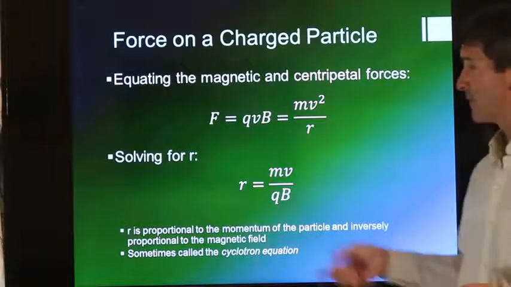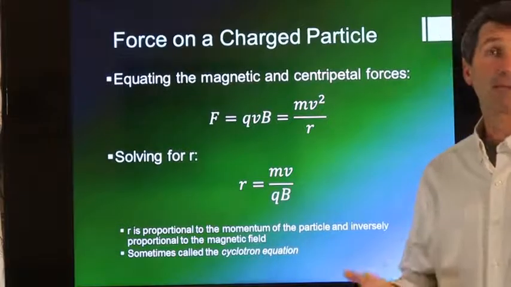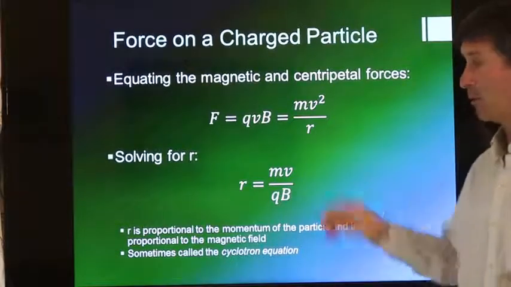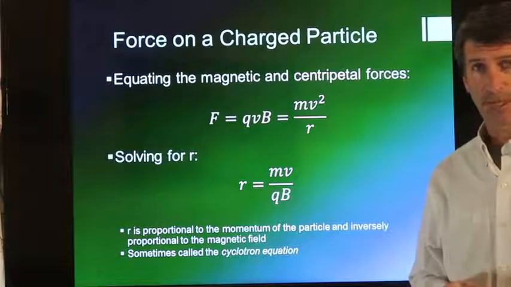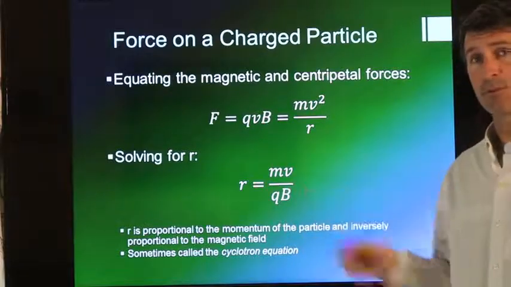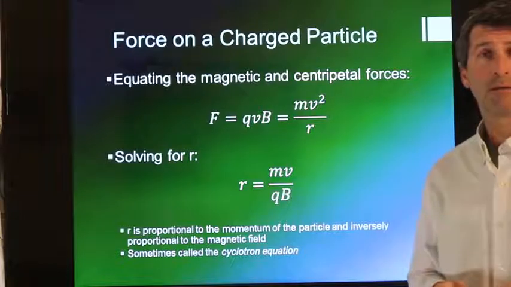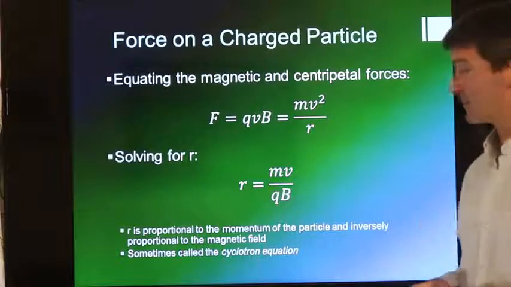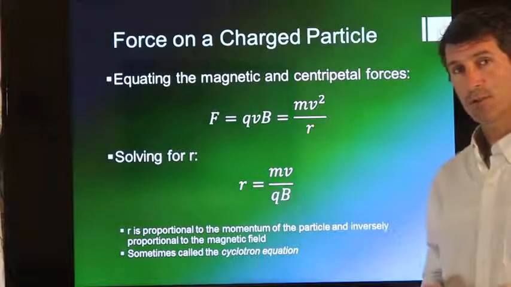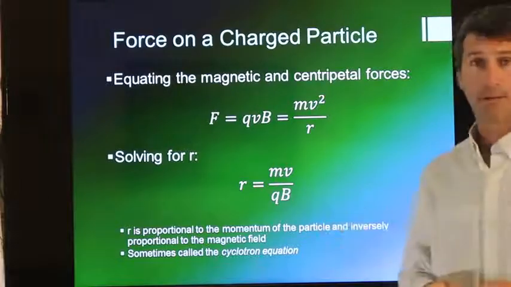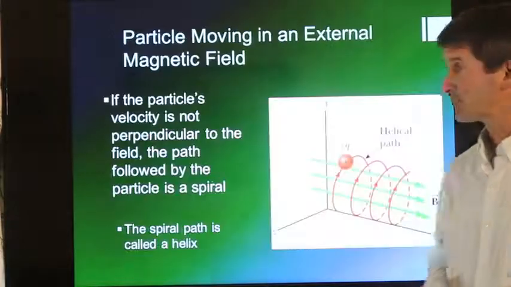So really, this radius gets larger and larger as the mass of the particle becomes larger or the velocity becomes larger. In fact, we can say the radius is proportional to the momentum of the particle. The radius of the trajectory becomes smaller as either the charge becomes larger or the magnetic field strength becomes greater.